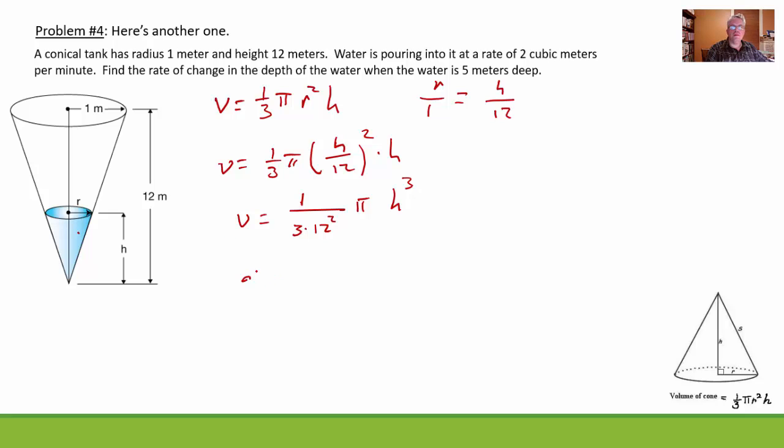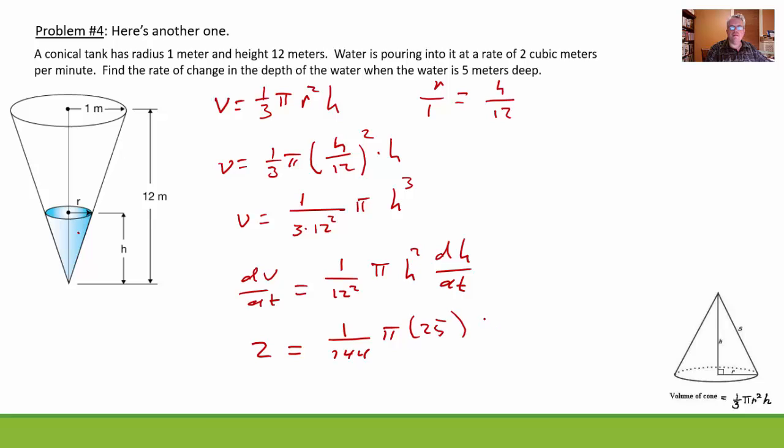All right, so dV/dt equals 3 times this. The 3's will cancel, so we just get 1 over 12 squared pi h squared dh/dt. Again, plug in what we know. So dV/dt is 2. That's how fast the water is pouring in. This is 1 over 144 pi. h is 5, so 5 squared would be 25 dh/dt.